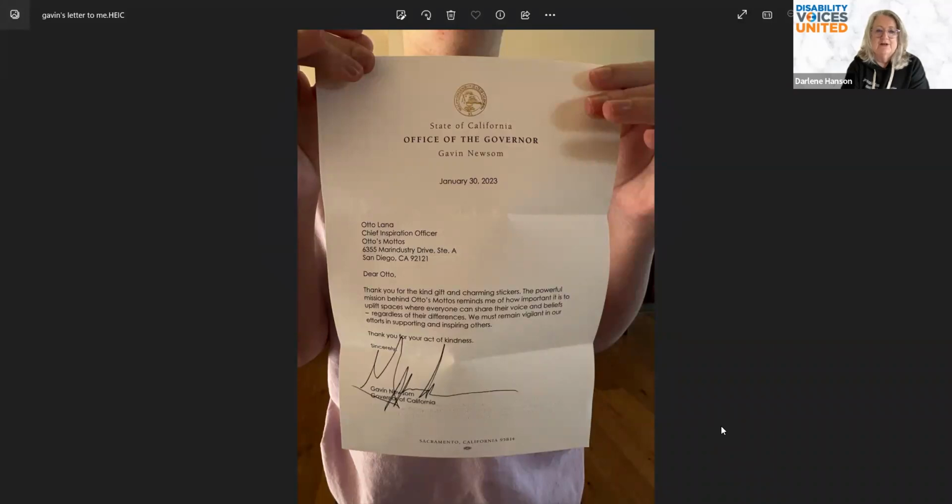The letter says, "Dear Otto, thank you for the kind gift and charming stickers. The powerful missions behind Otto's mottos remind me of how important it is to uplift spaces where everyone can share their voice and beliefs, regardless of their differences. We must remain vigilant in our efforts in supporting and inspiring others." Governor Gavin Newsom. Pretty cool. And Kim McCoy Wade was actually one of our guest speakers for the Emerging Leaders program. So it was really great to see Otto, Bella, and William advocate at the state level.